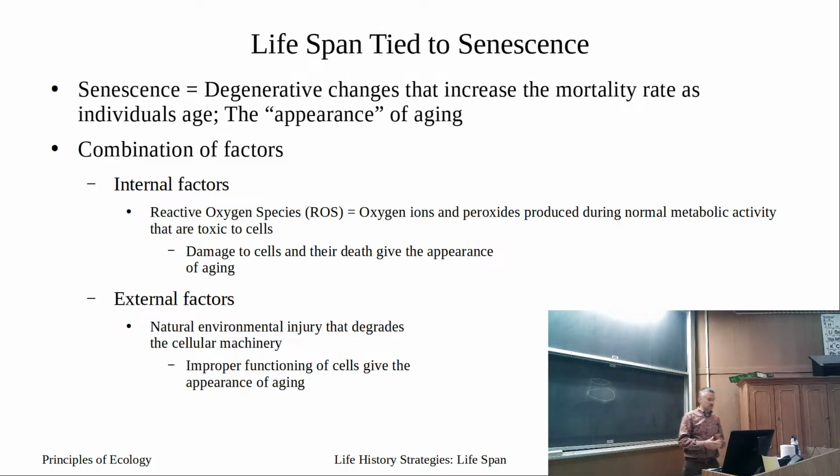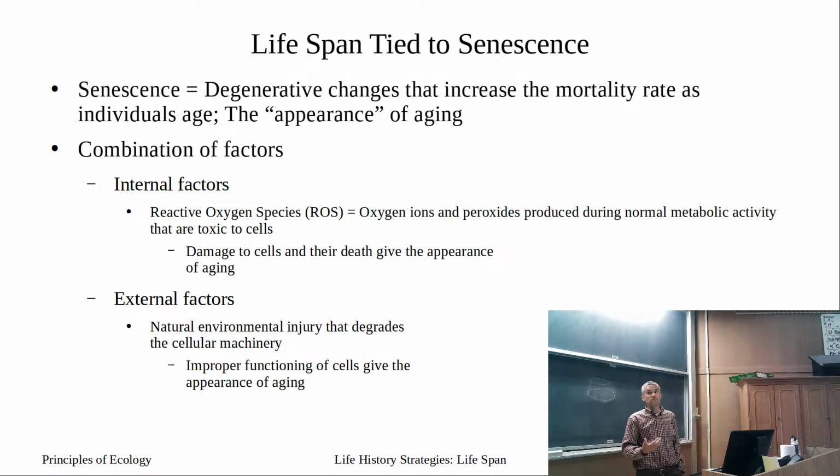Now, what causes aging? What causes this senescence? It's actually a combination of factors. We have internal factors and external factors, and both of them are getting to the same thing: that aging is due to damage to our cells or damage to the cellular machinery that can be used to repair the cells.